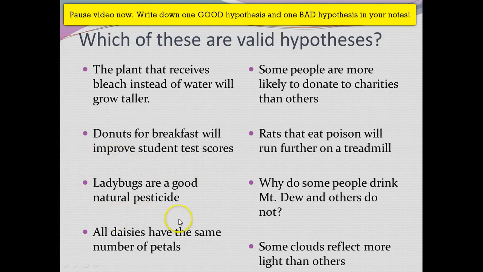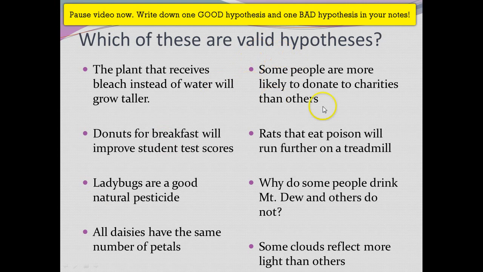This third one here, ladybugs are a good natural pesticide. I would say that is not that good of a hypothesis. It's too general. It's really hard to get a definitive yes or no. It's hard to be wrong because good is such a nebulous term. It's not really specific enough. Down here, all daisies have the same number of petals. It's not a great one, but it's very easily testable. Find daisies. If any of them have a different number of petals, it's wrong, which is the best part about a hypothesis. It can be wrong.